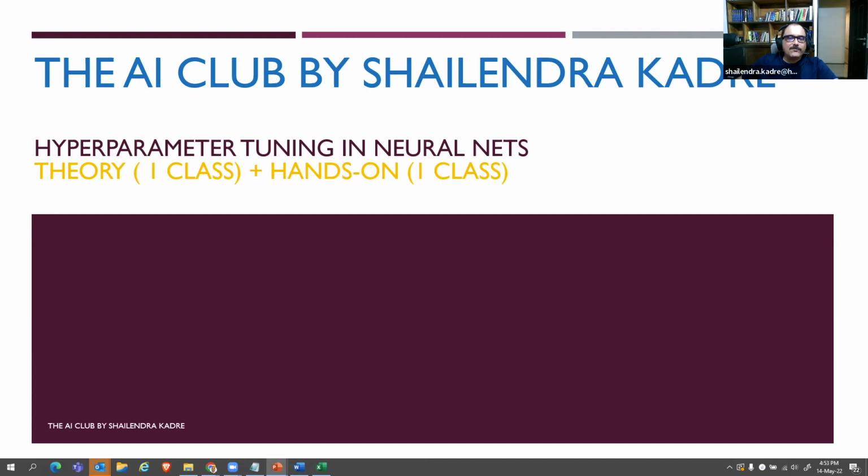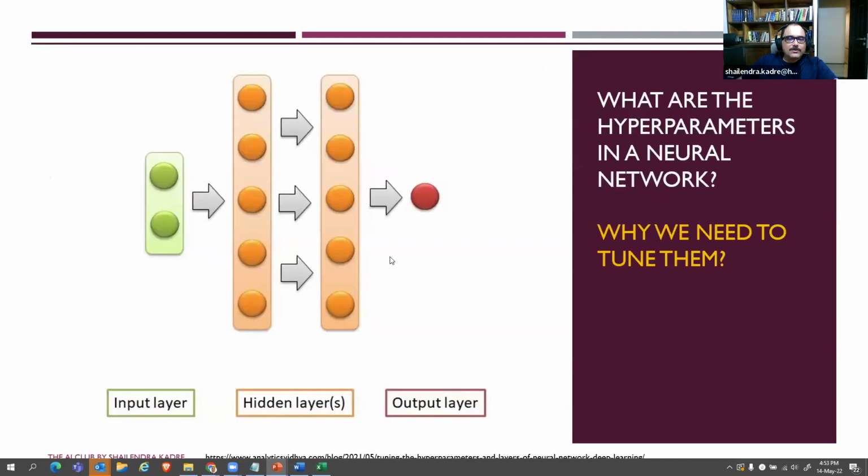So I think you guys have a fair idea now. I'm just reminding you, it's trivial at this stage to see this kind of diagram. So assume this is our standard neural network: input layer, hidden layers, and output layer.